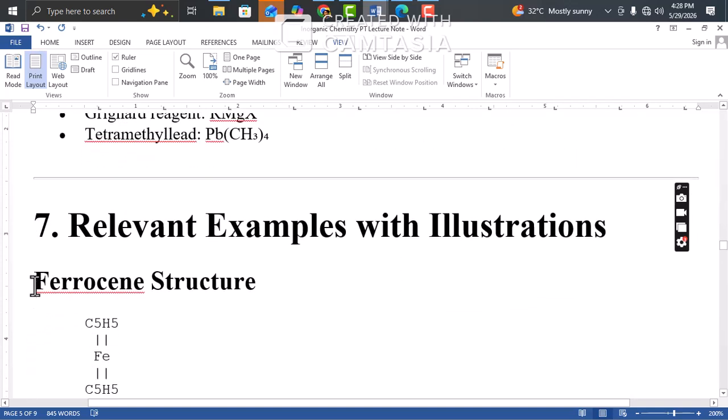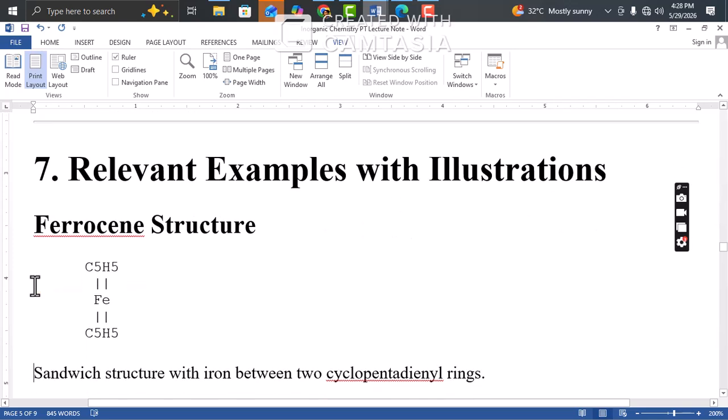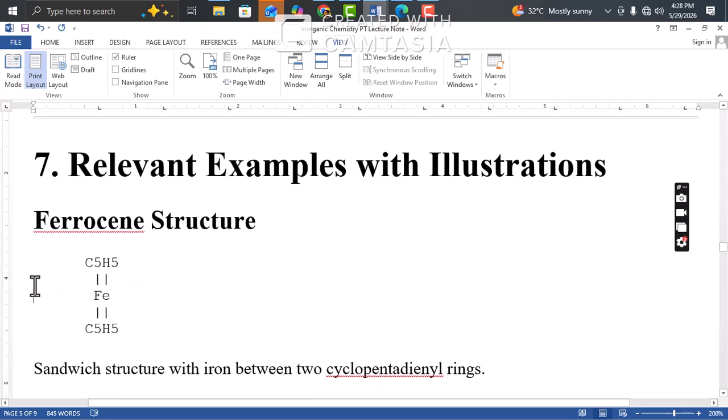I'll give you a proper structure in class of what an organometallic compound, like ferrocene, looks like. So you are going to get a proper structure. But here you have iron sandwiched between two cyclopentadienyl rings.